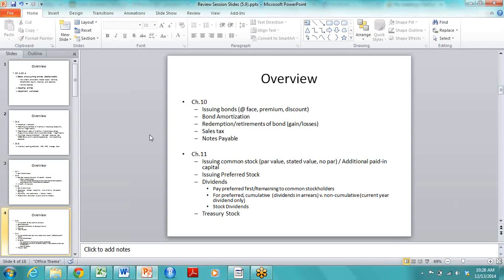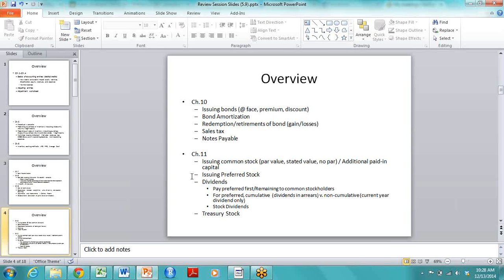The other thing with preferred stock, and this is the third bullet point, is accounting for dividends of preferred stockholders and common stockholders. And if you remember, preferred stockholders get preferences in terms of liquidation and in terms of dividends. So they're going to get paid their dividends first before any of the common stockholders. If the board declares a dividend, they're going to get paid first.